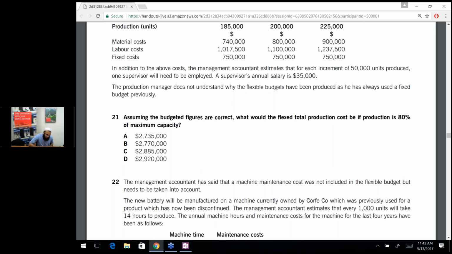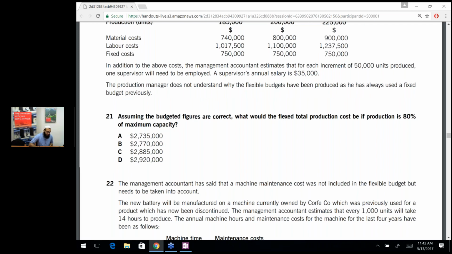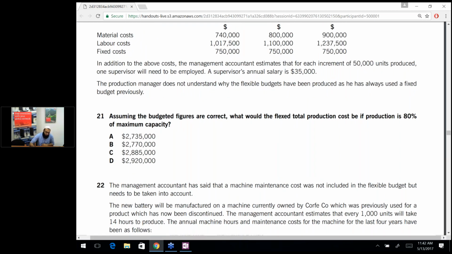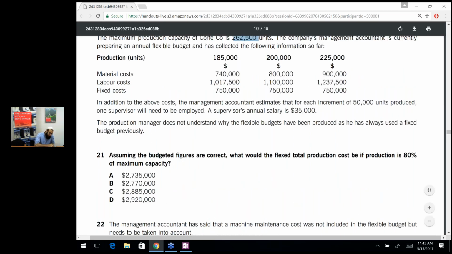Now, this is very simple, because what you need to do, first of all, maximum capacity is 262,500. So you will work out the 80% of 262,500, and that will be 210,000. Now, if you have calculators in your hand, just keep your calculators in your hand and learn the tactic. Once again, a good tactic, because sometimes the question do trick a lot.